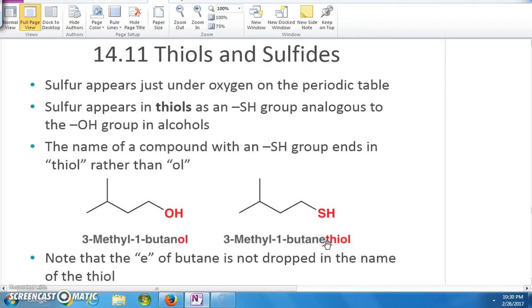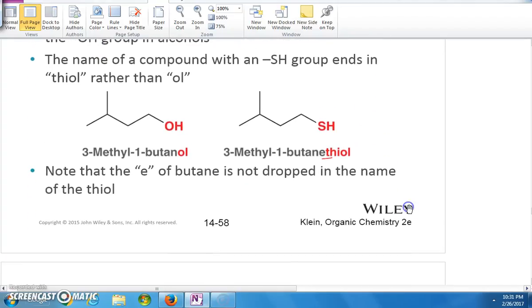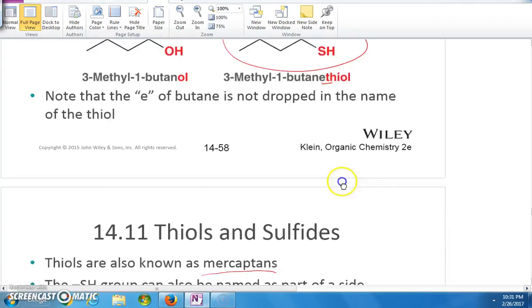Now, sulfur appears just under oxygen on the periodic table. Sulfur appears in thiols, which have an SH group, analogous to an OH group in the alcohols. The name of a compound with an SH group uses thiol rather than ol. In the case of the alcohol, you take away the E of the alkane and replace it with ol. But in the case of the thiol, because the letter after the E is not a vowel, you have to keep the E there. So in this case, this becomes 3-methyl-1-butanethiol. Note that, it's very important.